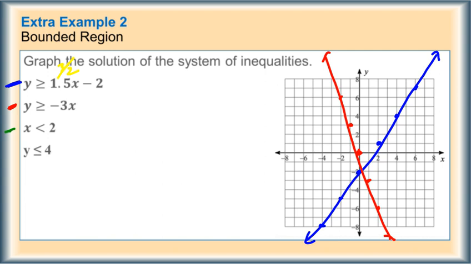Use green for the next one, x equaling 2. Dashed line because it cannot equal 2. And then we'll use black for the last one. It has to cross the y-axis at 4. The solid line because I can equal that. So it has to be less than the black.